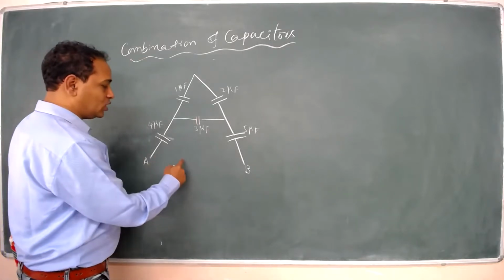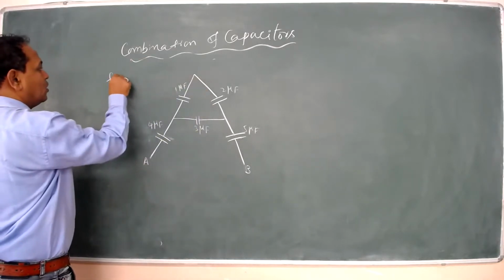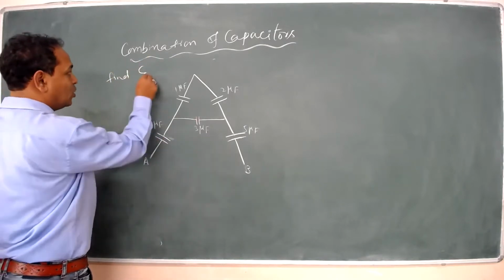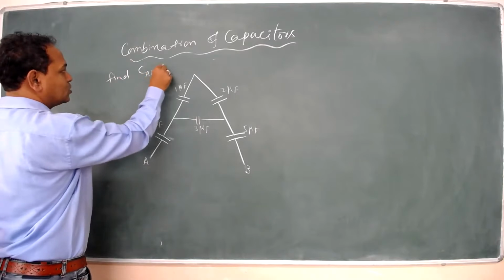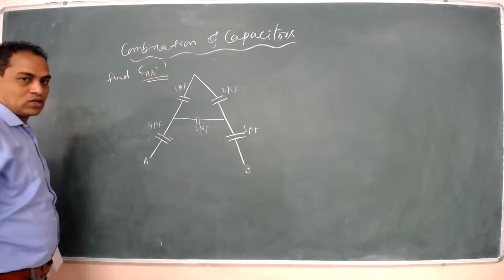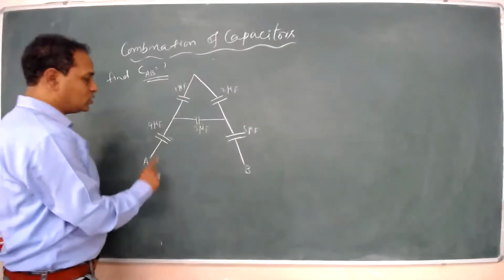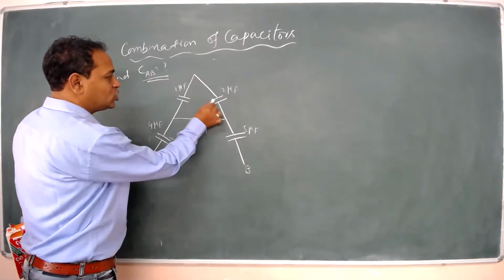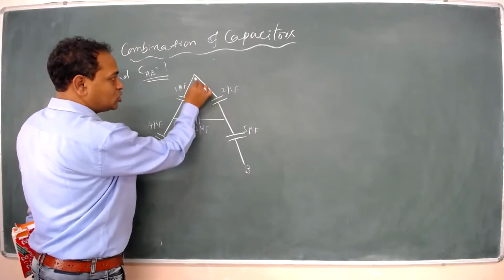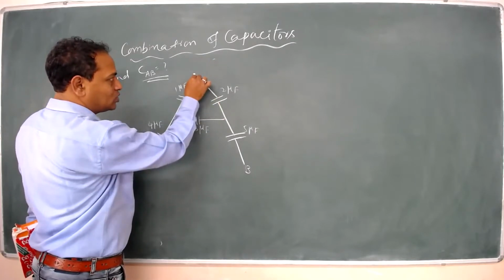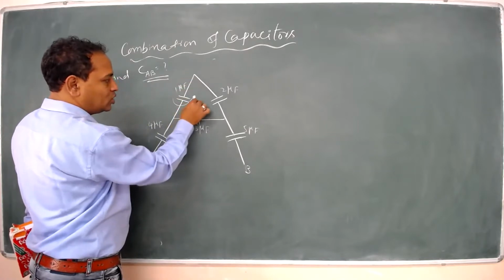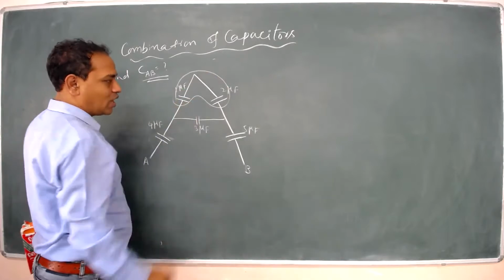Now we have to find the effective capacitance between A and B. That is AB, like this. Find capacitance between A and B. That is the question here. Now in this case, if you see carefully, between these two nothing is there. No other capacitor is there. That means I can say that these two are again in series.